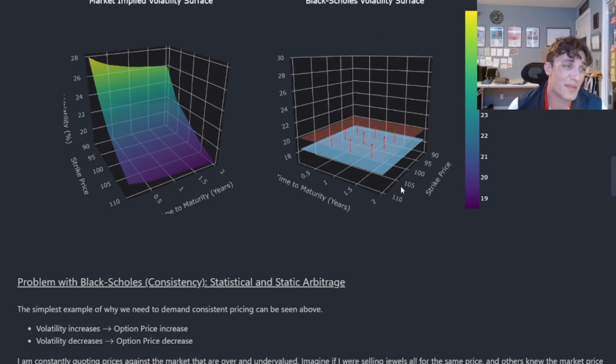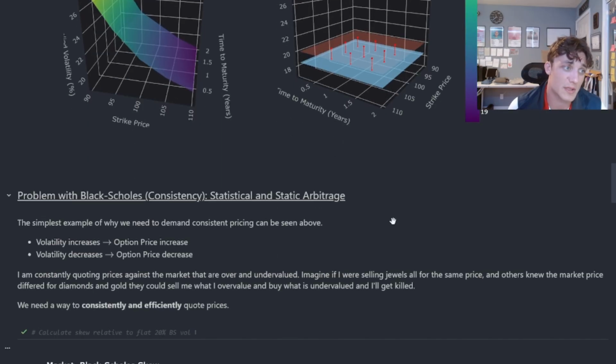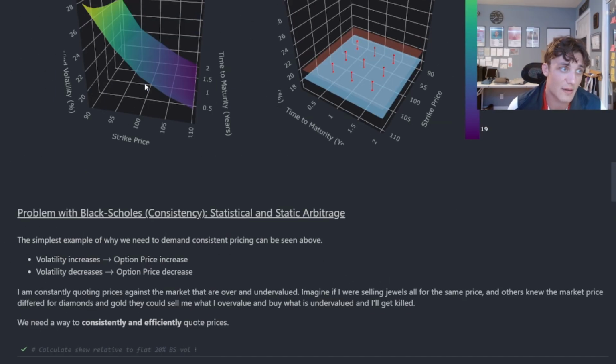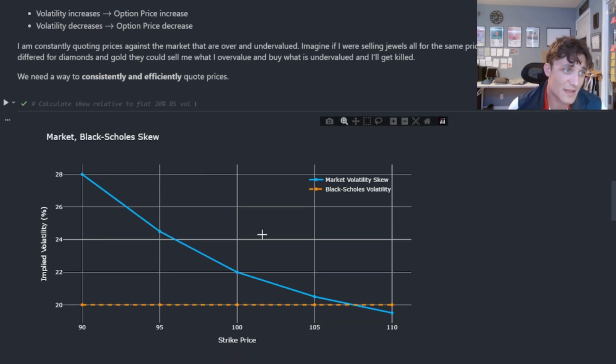What is the problem with a flat surface if the market looks like this? Well, we're just subjecting ourselves to arbitrage. So here's the skew, the market skew. This is the Black-Scholes volatility. These do not match. This is just a cross section of this surface. These do not match. We're subjecting ourselves to arbitrage. If I quote prices for my desk with this Black-Scholes volatility, and this is the market surface, that's immediately arbitrage. Look at this put. The put that I'm quoting is severely underpriced relative to the market price. Severely. Look at that gap.